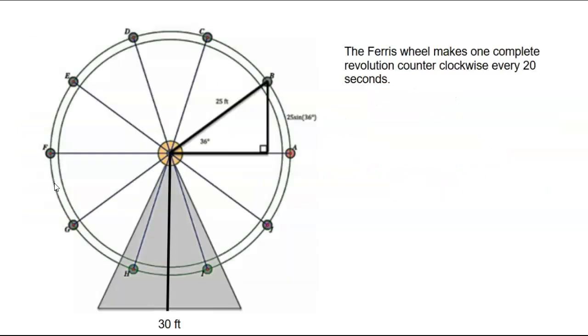Yesterday, Carlos figured out how high he could get on the Ferris wheel, but he has also noticed another characteristic. He has timed how long it takes for one carriage to get all the way around the Ferris wheel, and it takes 20 seconds to complete one revolution. This is what we call an angular speed.